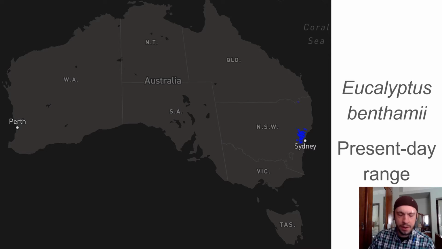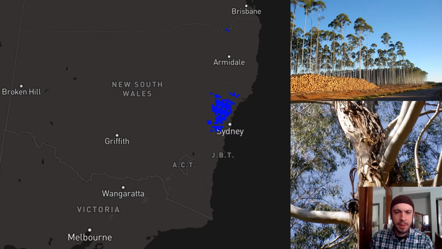So jumping right in, here is a map of Australia from a visualization that I developed, visualizing the present day range of one species, Eucalyptus benthamii. So this is a species that is native to Australia and endemic to the region of New South Wales, right around Sydney. So zooming in here, we can see that the range of this species is relatively restricted. It's endemic to this region, can't be found anywhere else.